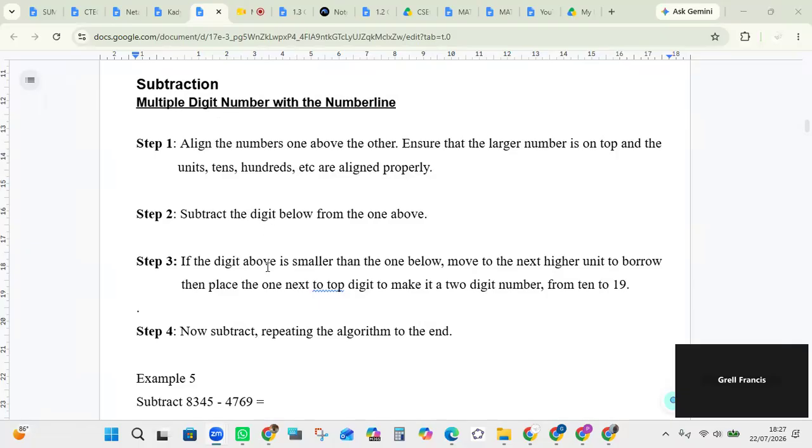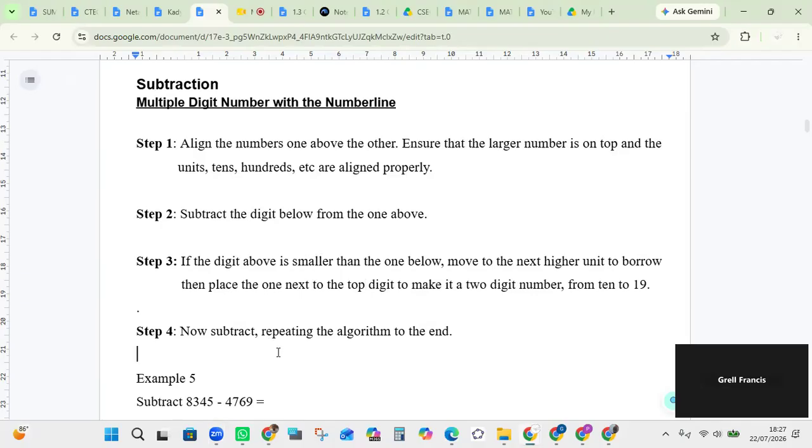Step three, if the digit above is smaller than the one below, move to the next higher unit to borrow, then place the one next to the top digit to make it a two-digit number, then from 10 to 19, etc. And now subtract, repeating the algorithm to the end.